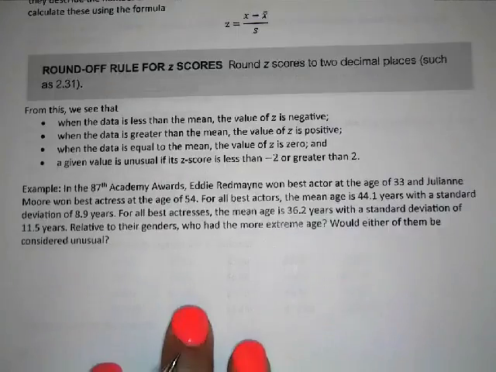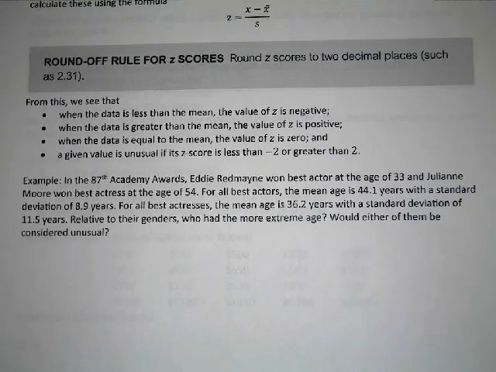All right, so here's our example. In the 87th Academy Awards, Eddie Redmayne won Best Actor at the age of 33, and Julianne Moore won Best Actress at the age of 54. For all the best actors, the mean age is 44.1 years with a standard deviation of 8.9 years. For all the best actresses, the mean age is 36.2 years with a standard deviation of 11.5 years.